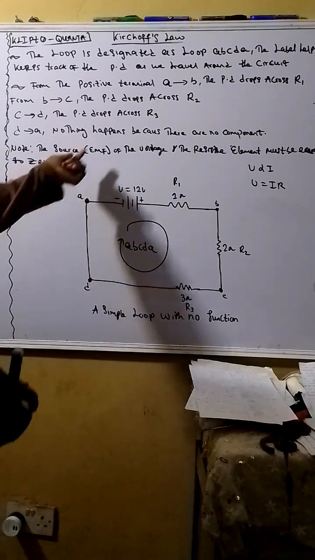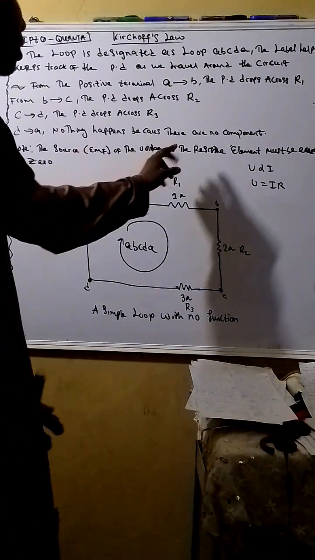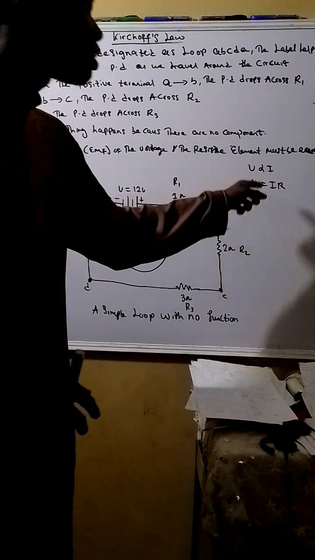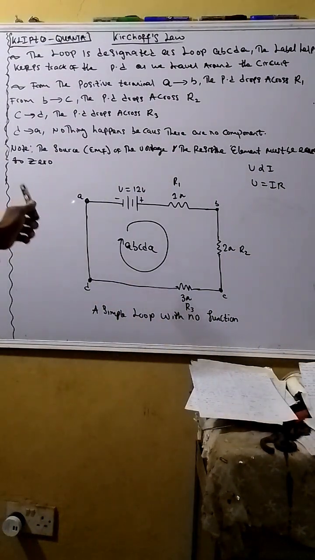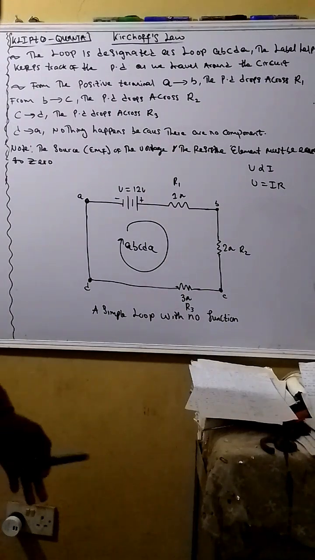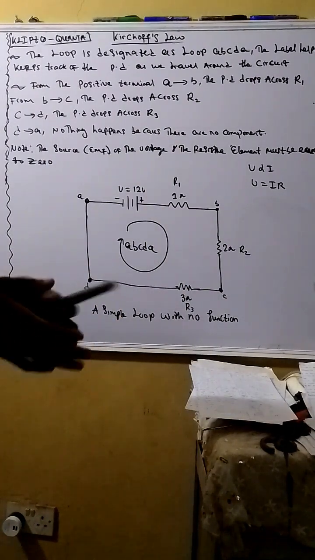So the source of EMF, which is the 12 volts, and the resistive elements, when you add all of them together, must be equal to 0. So, breaking down the second part of the chart, let's go to the third part of what they are trying to explain to us.